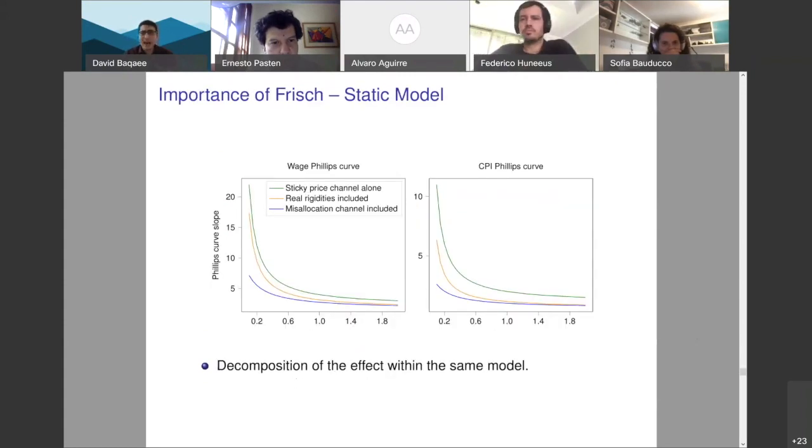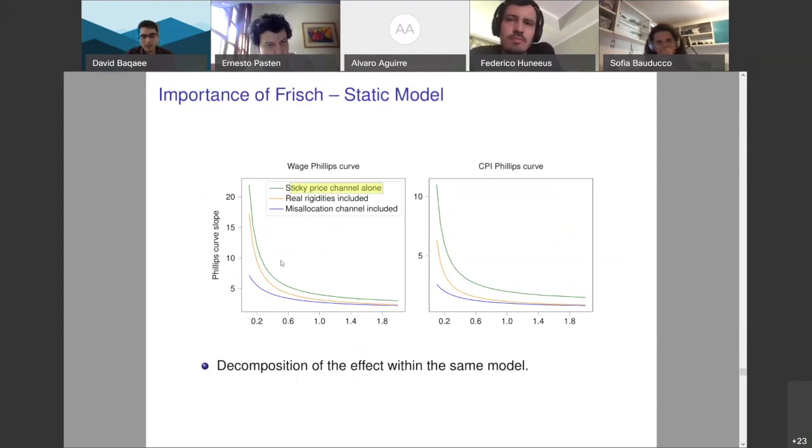Here is how the slope of the Phillips curve varies as we change the Frisch elasticity, and the different channels. The sticky price channel on its own, which is the green line, you can see that the Phillips curve becomes flatter as you make labor supply more and more elastic, which is intuitive. What you see is when you incorporate real rigidities, you make the Phillips curve flatter. So the slope gets lower at every value of the Frisch. This is what the literature has been emphasizing. The other thing you see is when you include the misallocation channel, the slope becomes flatter still.